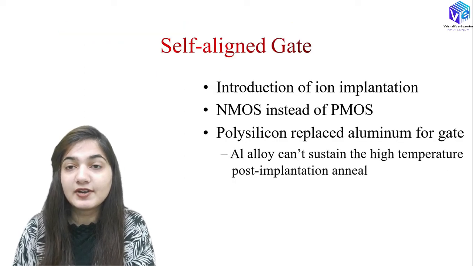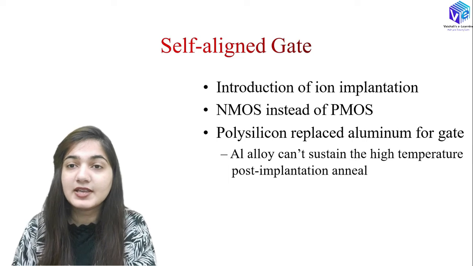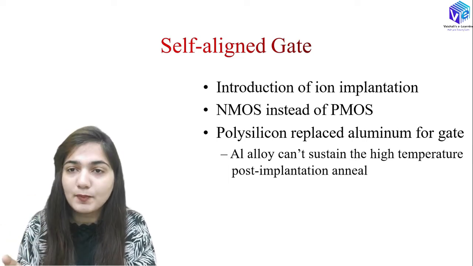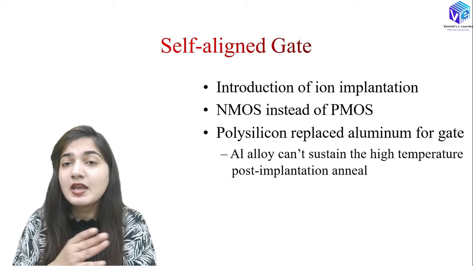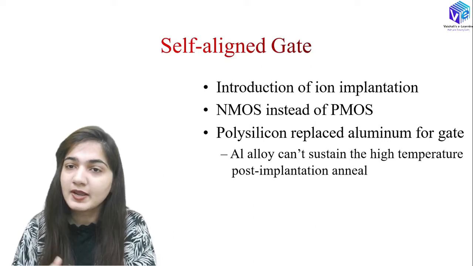Now coming to the self-aligned gate. So now there is a big problem that we are making the source and drain first, and then we have to align the gate at a proper location in between source and drain. If it is misaligned, then the functioning of the transistor would be malfunctioned.